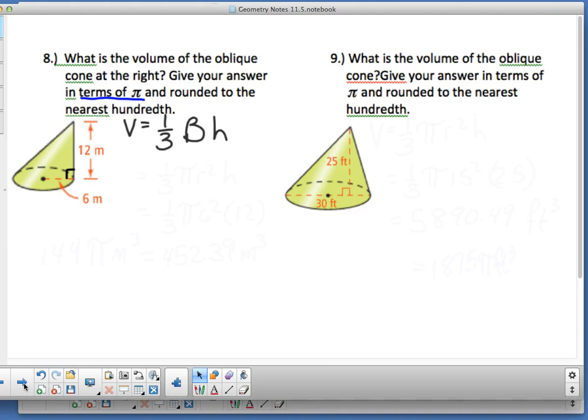Remember, Cavalieri's principle states that even if it's oblique, it's the same problem. It's the same method: 1/3 area of base times height. The area of the base in a cone is pi r squared, and h is the height. Pi r squared is the base area. And after you do 8, do 9, go right to it.